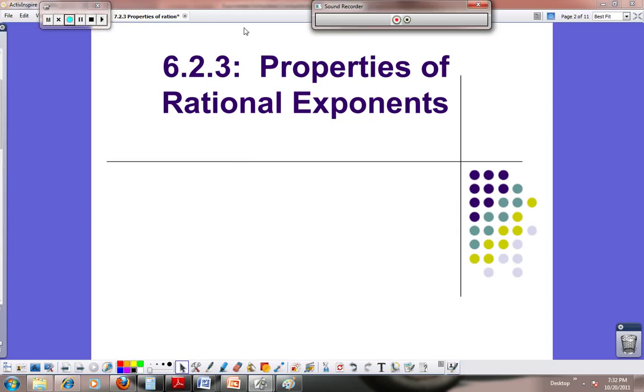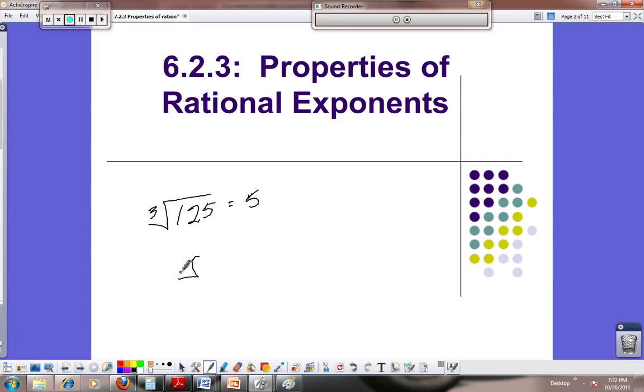Okay, this is lesson 6.2, video number 3, and this is still properties of rational exponents. One thing that we're actually going to be working on in this video is simplifying radicals. If you recall, when we started working with radicals, whenever we found the third root of 125, we put that in the calculator, and we ended up with 5.